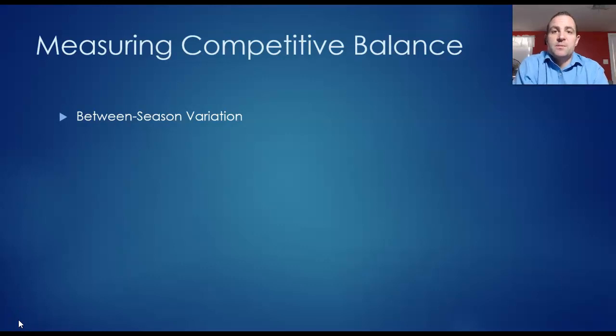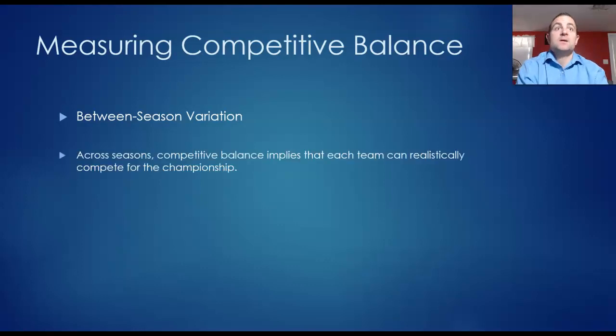In a previous video, we talked about within season variation as a measure of competitive balance. And in this video, we're going to talk about between season variation as a measure. When you look across seasons, competitive balance implies that each team can compete for a championship over some given period of time. This level of competitive balance is called turnover or team specific. And this differs from within season variation because it considers the change in the relative position of the teams in the standings each year instead of the distance between them in a season.